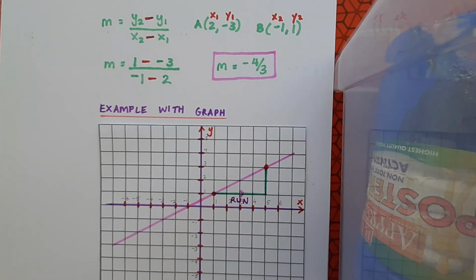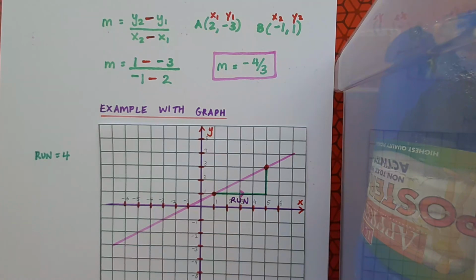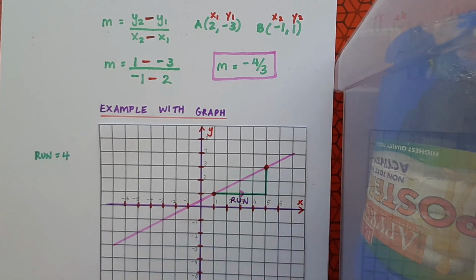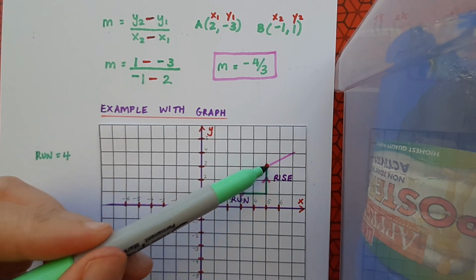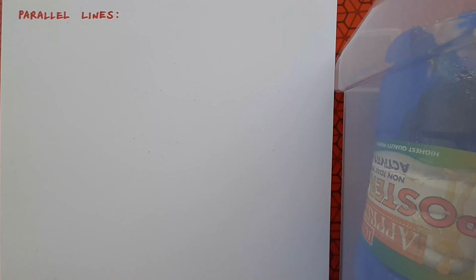Okay, so now the horizontal distance is the run. And I can count here 1, 2, 3, 4 boxes across. My run equals 4. The rise is the vertical distance. In this case, I'm going up, so it'll be positive. And I can count the number of boxes, 1, 2. So the rise equals 2. I'll note that slope is rise over run. In this case, that's 2 over 4. And I can cancel this down to a half if I like.